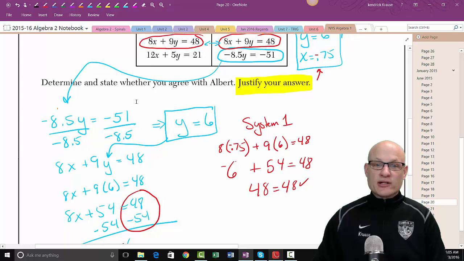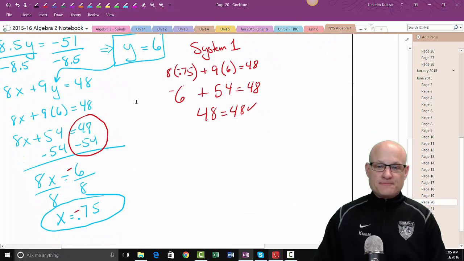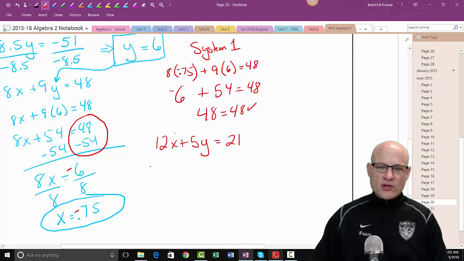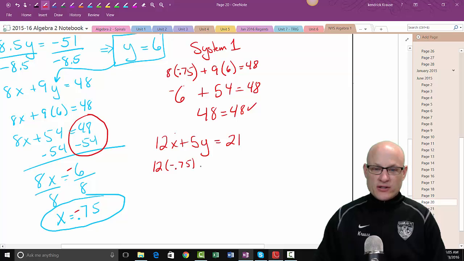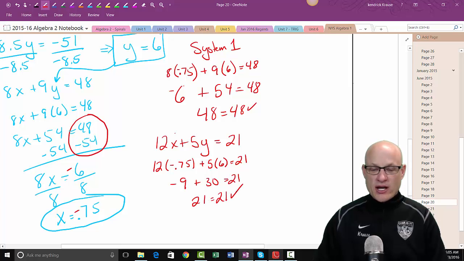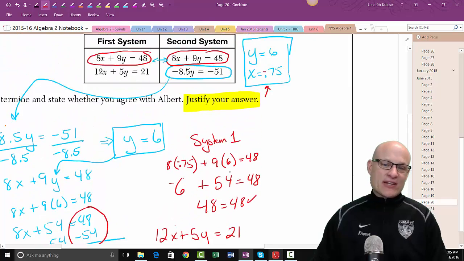I think I made that same mistake the first time. So 12x plus 5y equals 21. We're going to do the same thing, sub in here. 12 times negative 0.75 plus 5 times 6 equals 21. This is negative 9 plus 30 equals 21. 21 equals 21. Check. Now, I haven't yet answered the question.